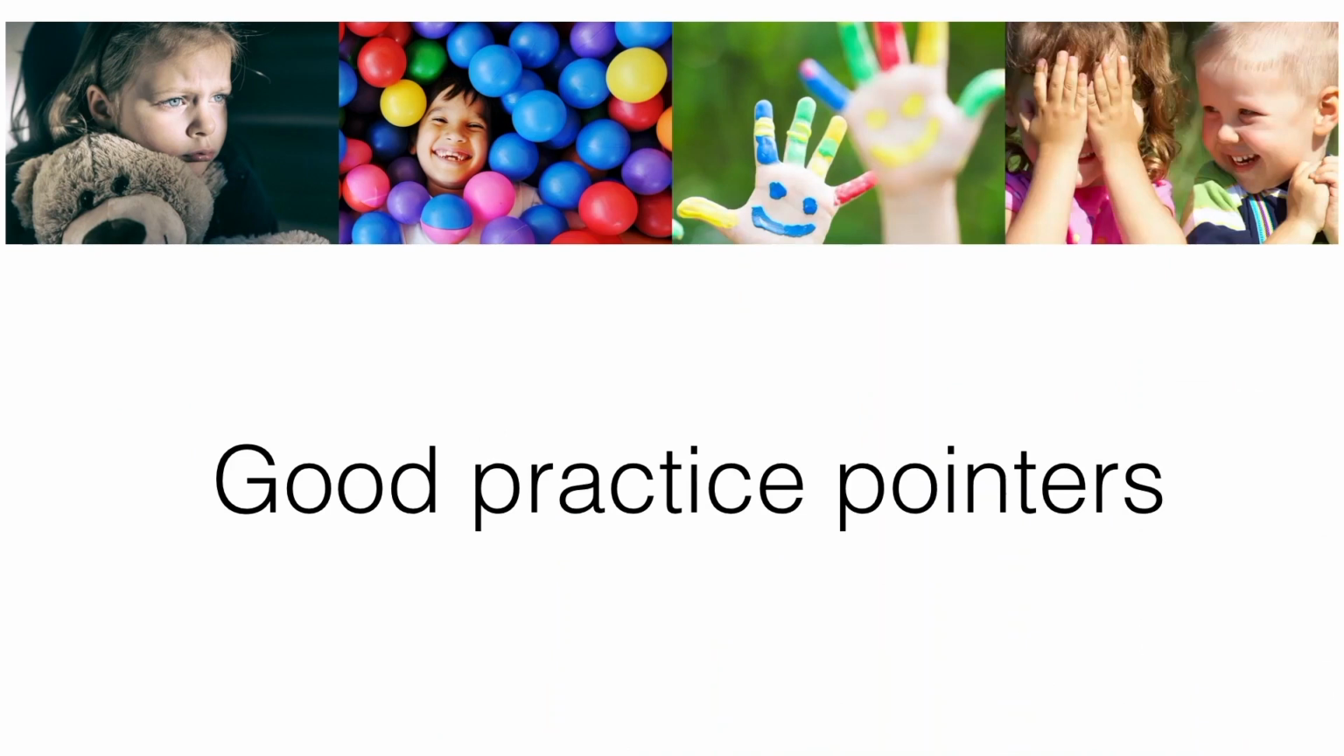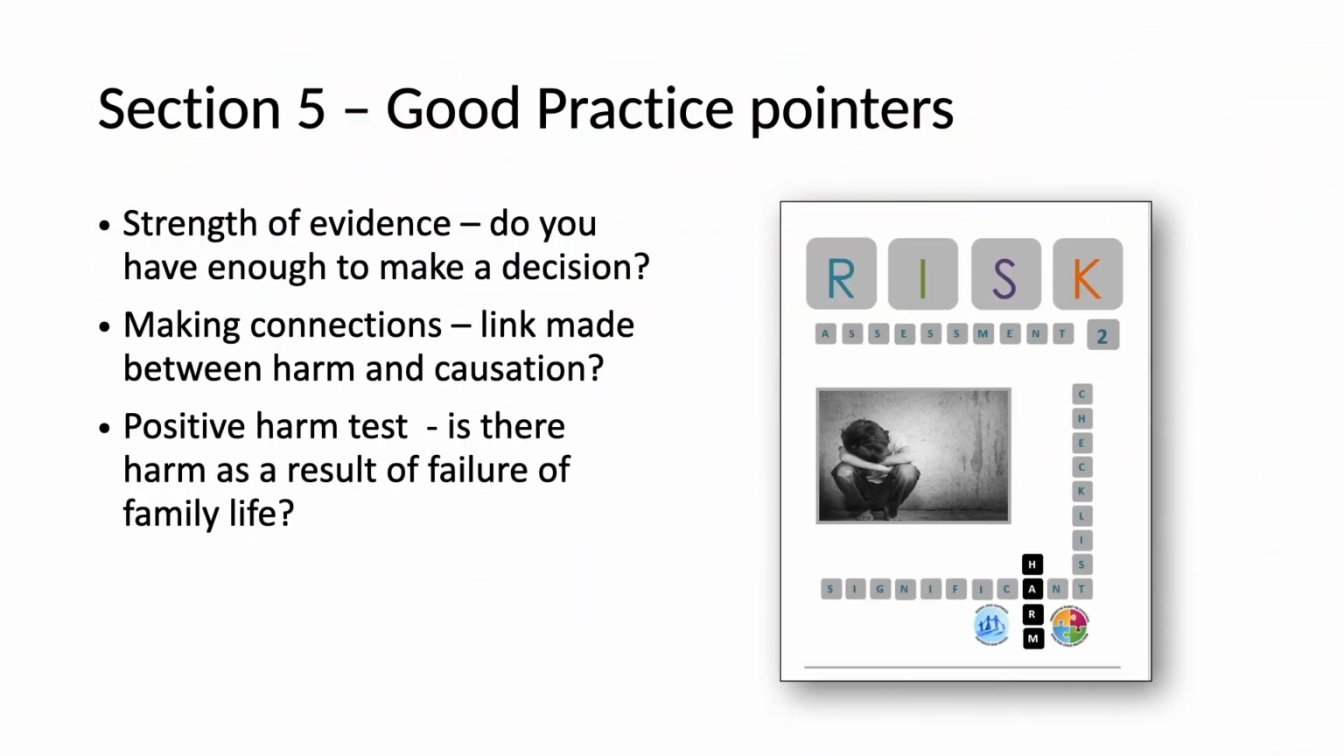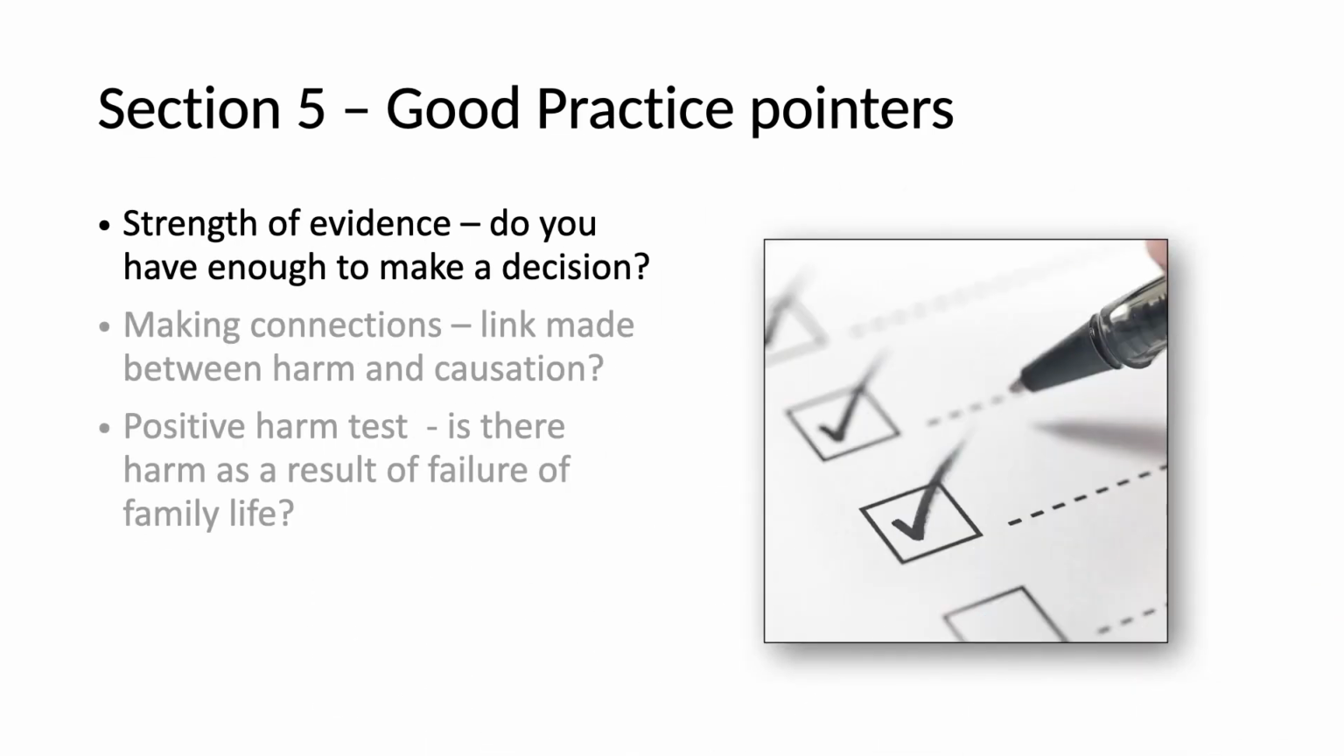Good practice pointers are created from the three key messages from practice and case law. Section 5 of the form includes three checks based on case law. The significant harm checklist has an explanation of each of these in more detail. Firstly, do you have enough strength of evidence or information to make a decision now? Sometimes you need to wait for more information or seek more evidence. At other times, there is no time to gather more information. So this is a check. Do I have enough or not?